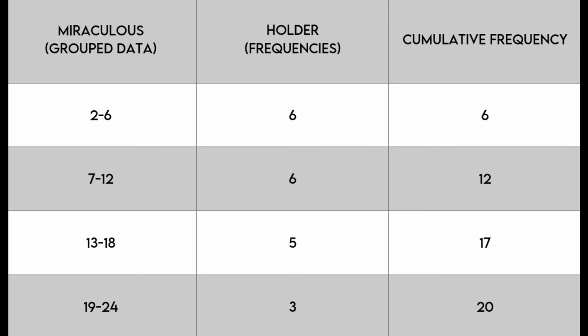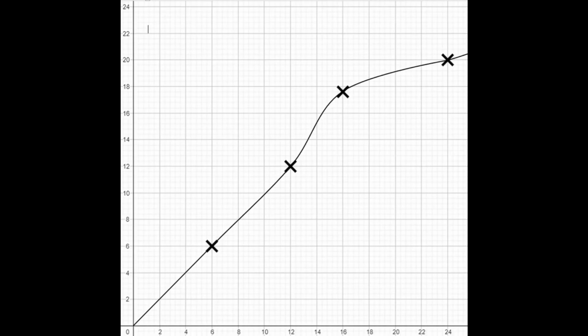Now for the last row, we have 19 to 24, and 24 is the highest value, so we're going to list it as the x-axis. And for the y-axis, we're going to list the number 20. Now that we have plotted the points, we have to find the median, the upper quartile, and the lower quartile.